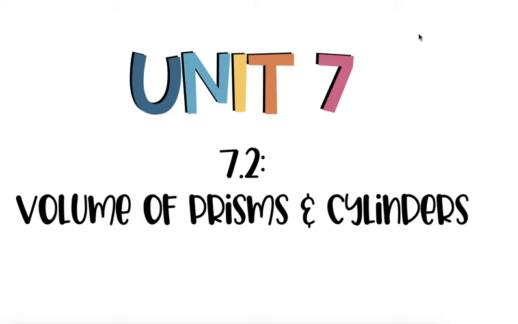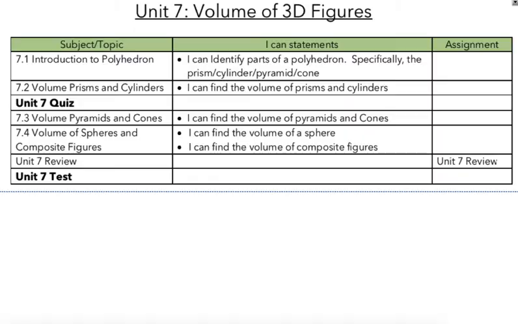This is Unit 7, Section 7.2, Volume of Prisms and Cylinders. So in 7.1, we looked at naming these three-dimensional objects, and now specifically for 7.2, we're going to look at prisms and cylinders. So remember, we kind of grouped these two together.